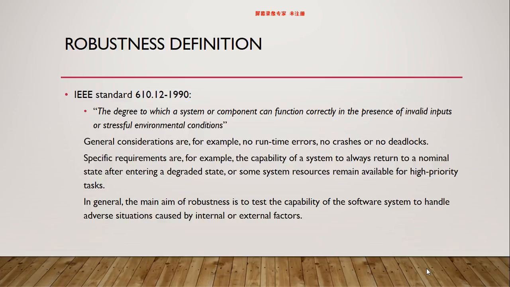But from general considerations, the requirement for the definition of robustness can sometimes be simply understood as no runtime errors, no crashes, or no deadlock. For some specific requirements, such as the capability of the system to always return to a nominal state after entering a degraded state, or some system resources remaining available for high priority tasks. So in general, the main aim of robustness testing is to test the capability of the software system to handle adverse situations caused by internal or external factors. So this is the definition of robustness.